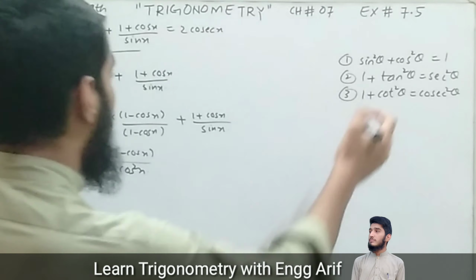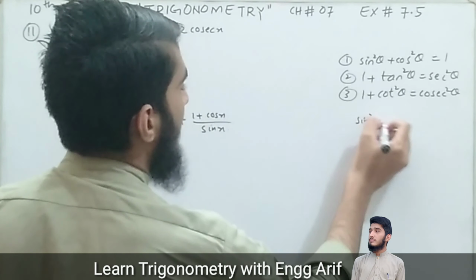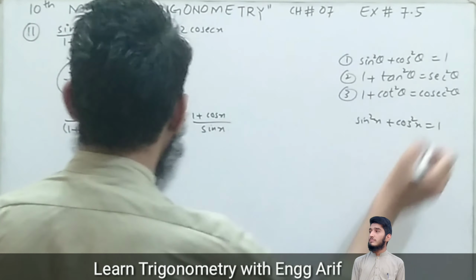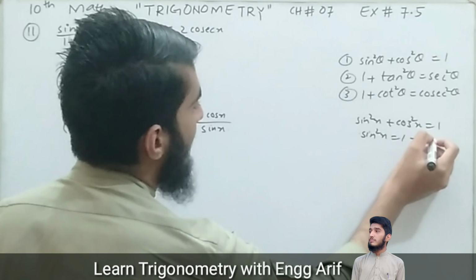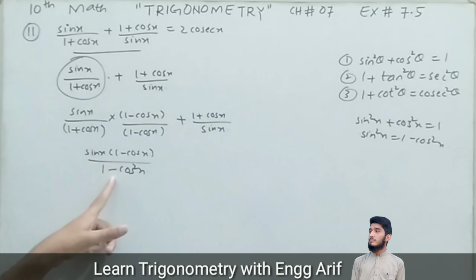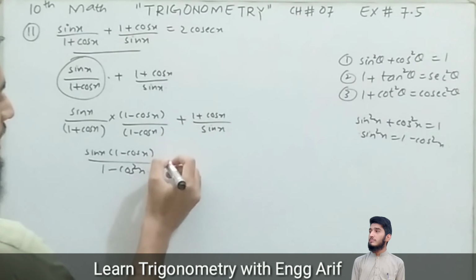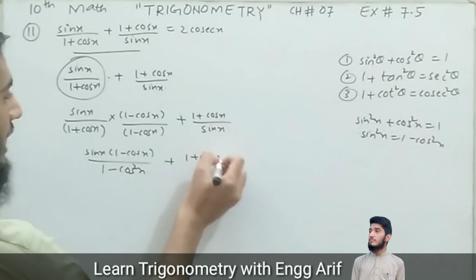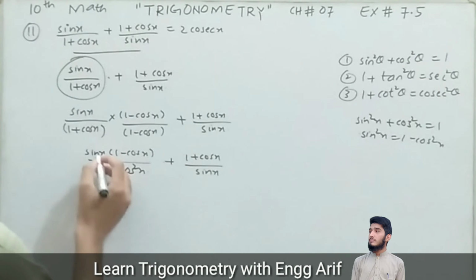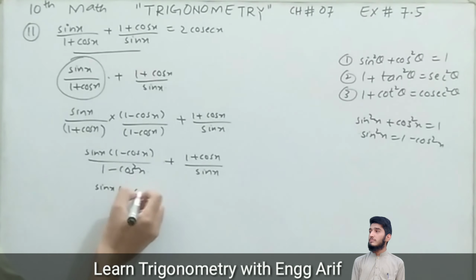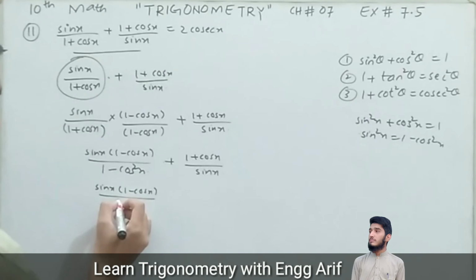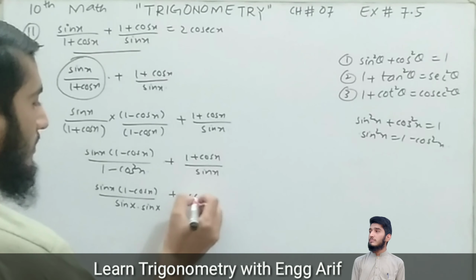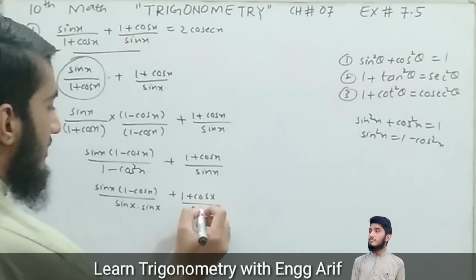You know that it is equal to sin square x because you know that sin square x plus cos square x gives us a value 1. So by shifting the cos square x on the right hand side, it becomes sin square x will be equal to 1 minus cos square x. So the value of 1 minus cos square x is equal to sin square x. Now after this we have plus 1 plus cos x divided by sin x. So it becomes sin x into 1 minus cos x divided by 1 minus cos square x. It is equal to sin square x. Sin square x can be written as sin x multiply sin x, and plus 1 plus cos x divided by sin x.